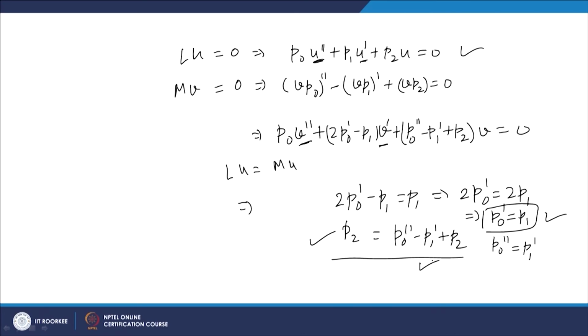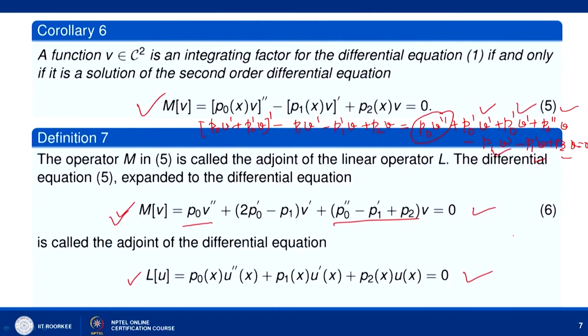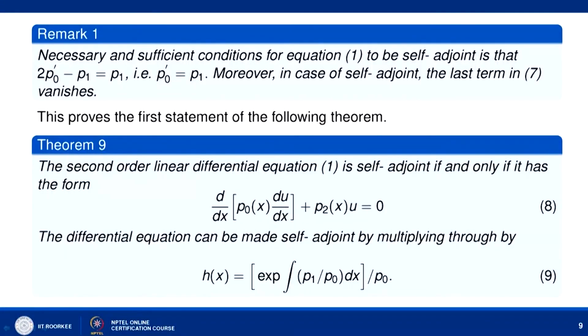So we say that Lu is the same as Mu, provided that p naught dash is equal to p1. That is what is written here: the necessary and sufficient condition for equation 1 to be self adjoint is that 2 p naught dash minus p1 is equal to p1, or p naught dash equals p1. It means that the derivative of the coefficient of u double dash is equal to the coefficient of u dash. That is the condition given here, and this proves the first statement of the following theorem.